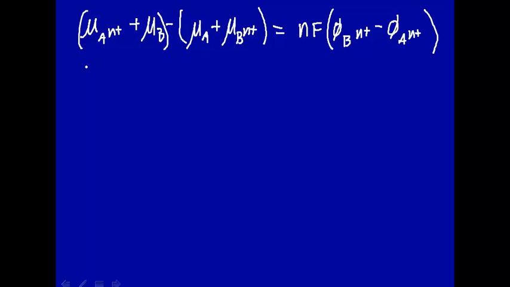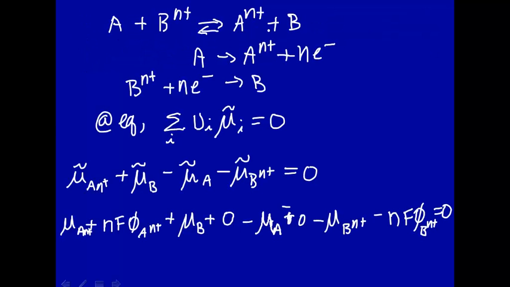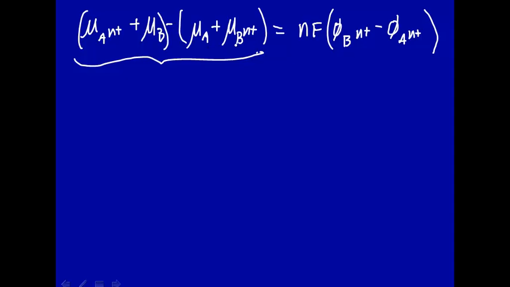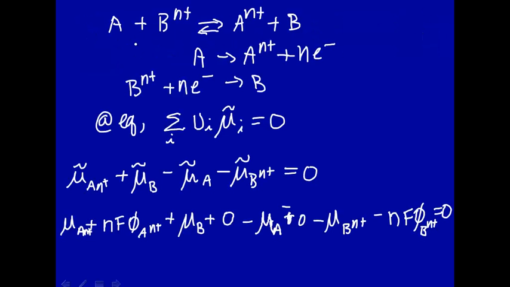If you remember how we defined the free energy change of a reaction, you just see this is the reactants. Aⁿ⁺ and B, those are the products here, and A and Bⁿ⁺ are the reactants.